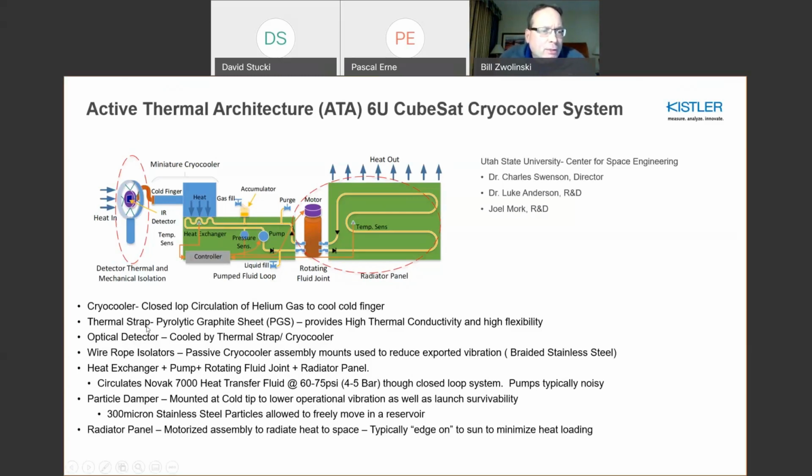Basically, the cryocooler is a closed loop circulation of helium gas to the cold finger. And then there's a thermal strap which connects to the detector. In this case it was a PGS material, and it provides high thermal conductivity and high flexibility. The optical detector obviously is cooled by this process. What's not shown here is an evaluation of wire rope isolators, which you'll see in some upcoming slides. These are basically braided stainless steel assemblies.